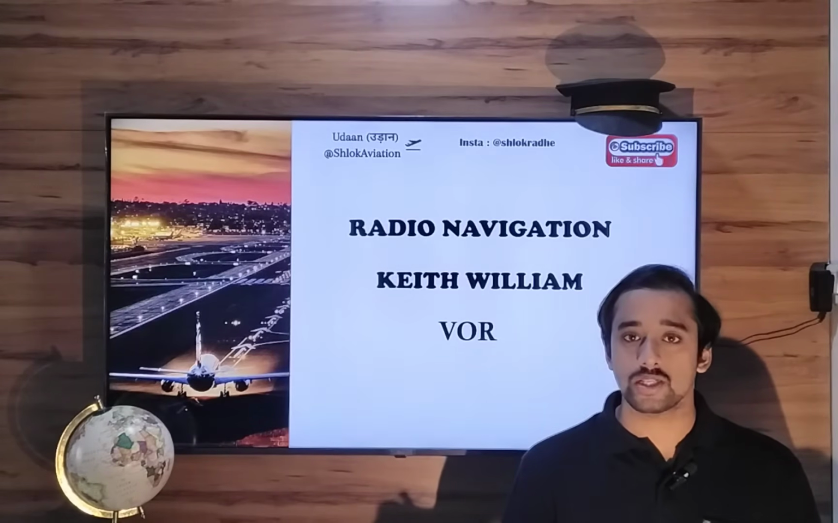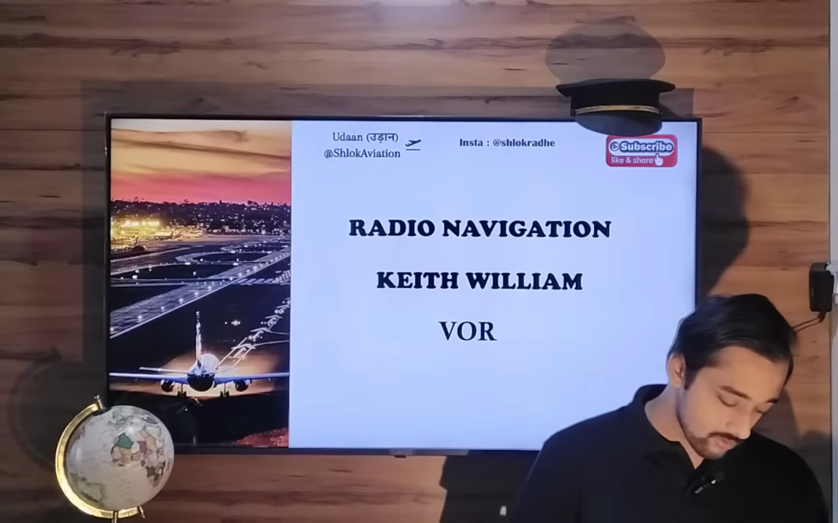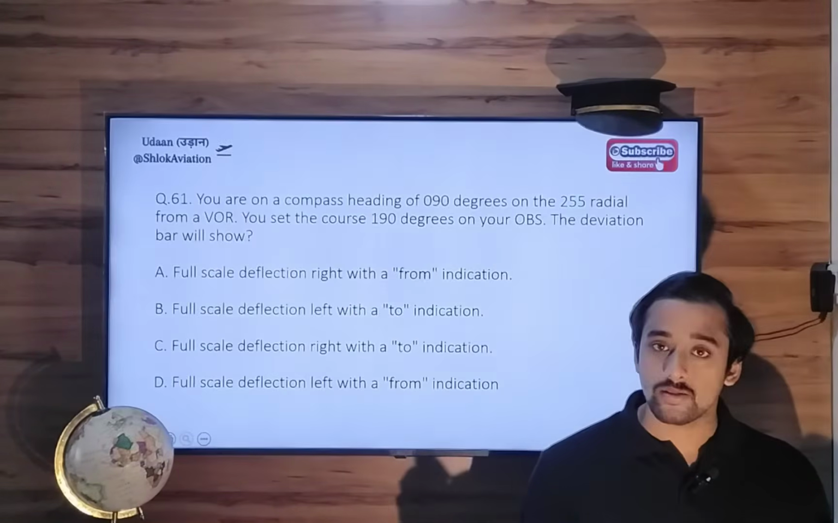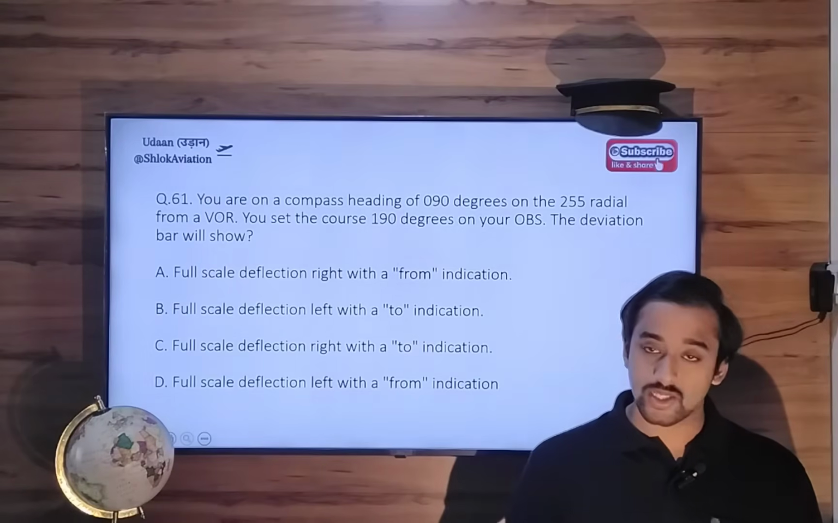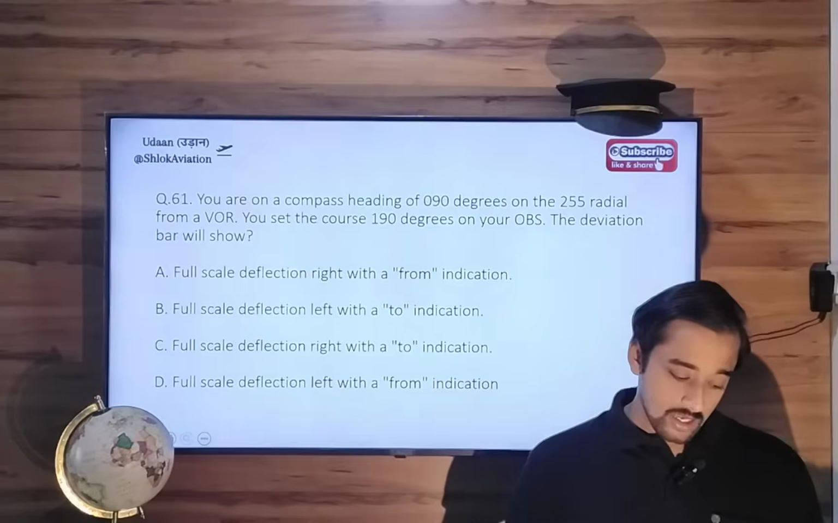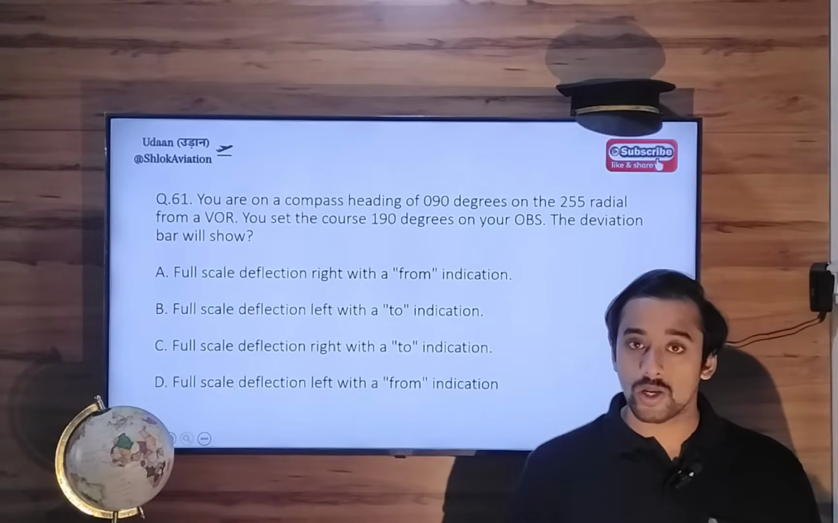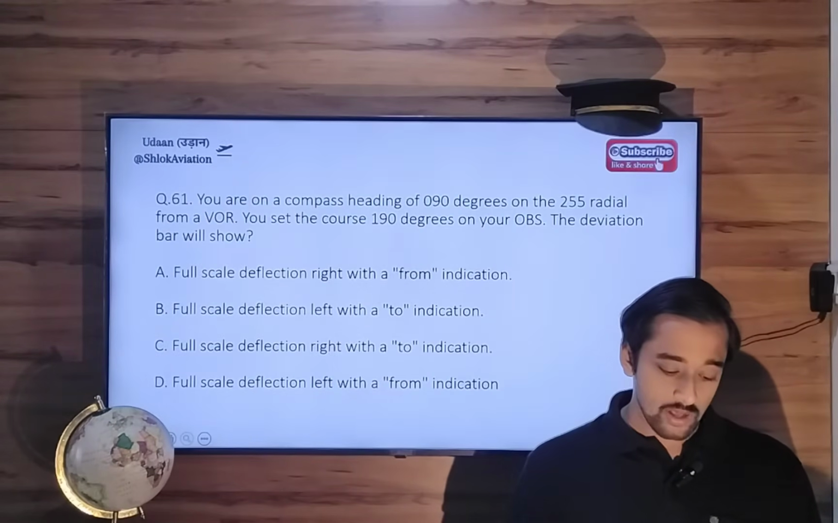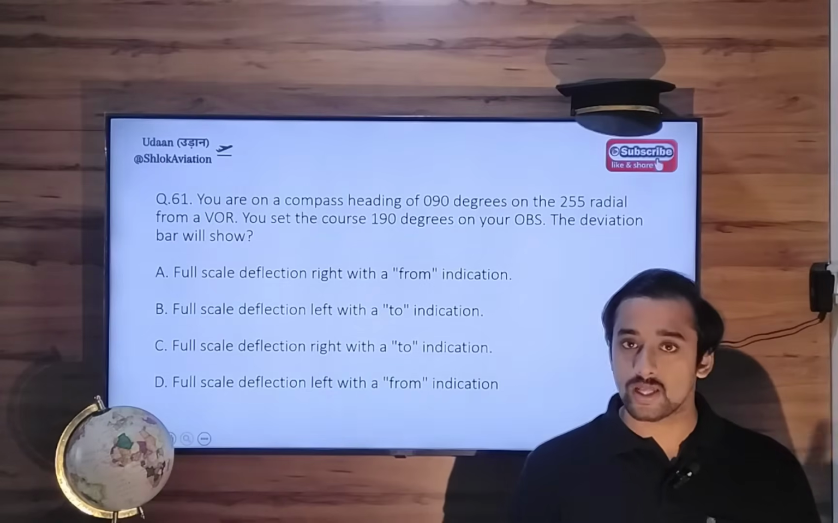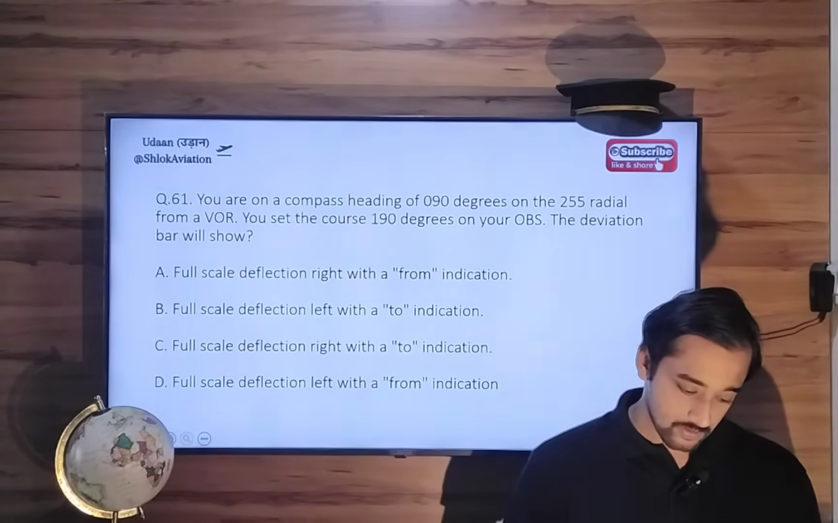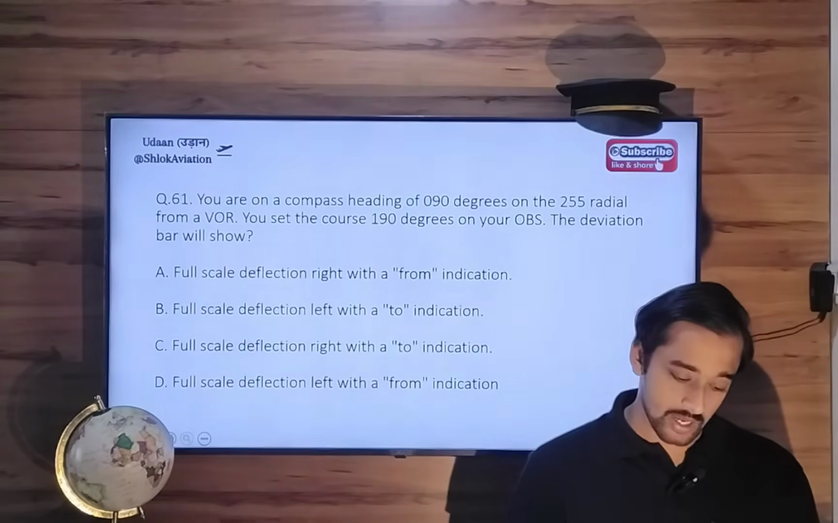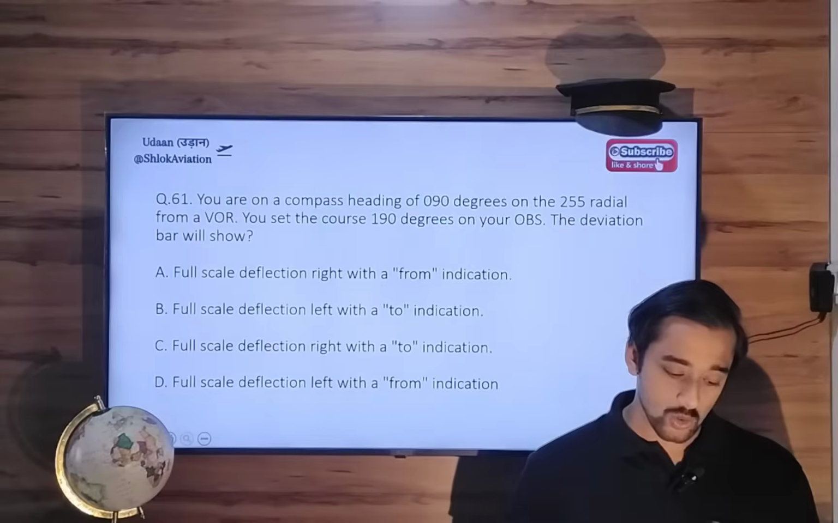So let's begin with today's question number 1, which will be question 61. It says you are on a compass heading of 090 on the radial 255. You set the course 190 on your OBS. What will the CDI bar, or the deviation bar, show? Okay, so let's write what we have. We have a heading of 090 degrees and we are on radial 255.